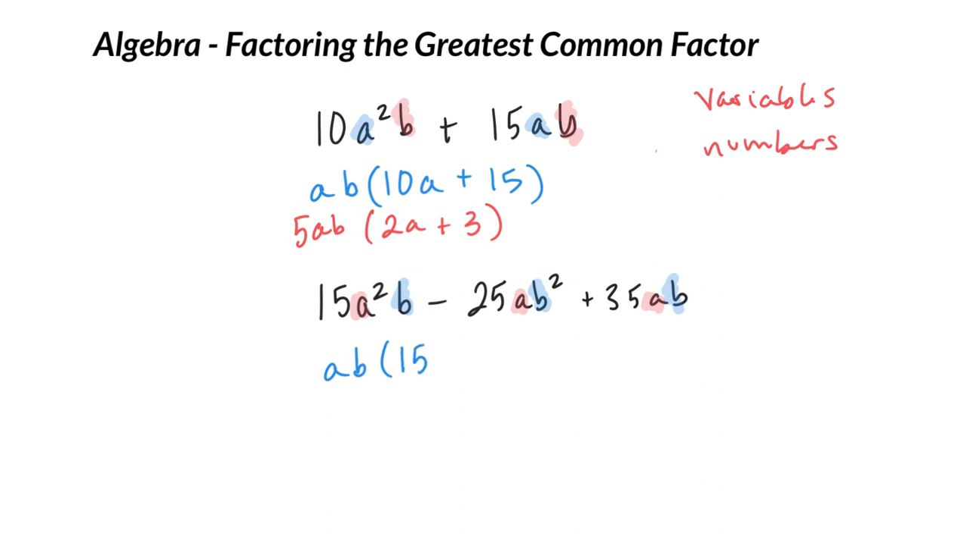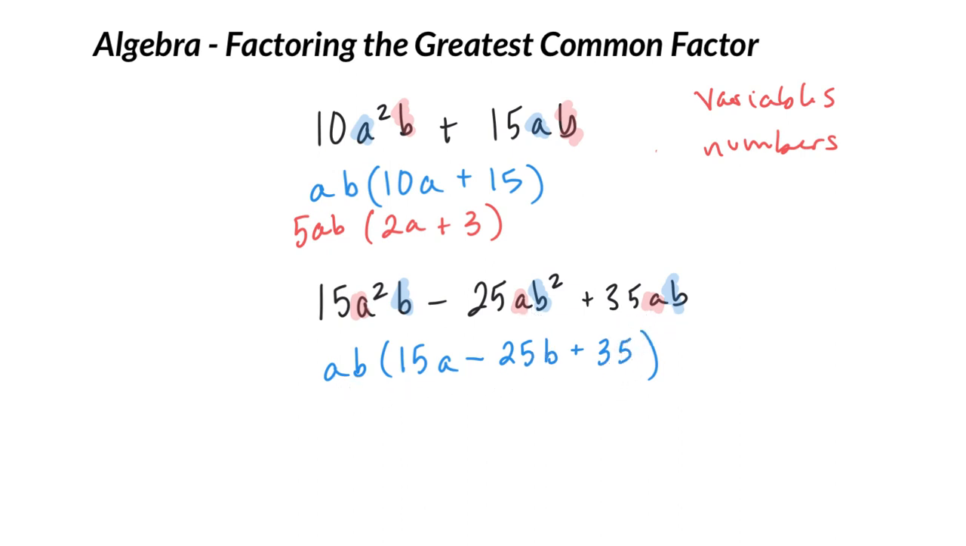15 is going to stay here. Now I pull out one a, but this was a squared, so there's still going to be an a left, but the b will be divided out. 25. Now the a was factored out, but the b, I still will have one b left. And then on this last term, both the a and the b were factored out. As these get bigger, you might want to check every step. ab times 15a, the 15 would be there, and a times a is a squared b, yep. ab times 25b, the 25a, and then b times b is the b squared, and then, of course, 35 times ab.